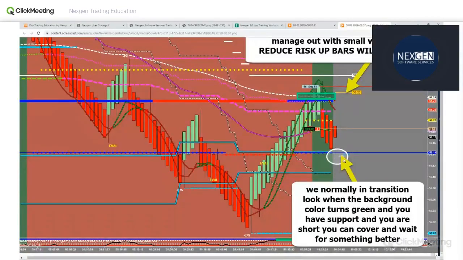But again, do you see how obvious it is? Potential divergence circled, blue fib, green background, and we're short. Just take a small win or no loss, and it's better than holding on and hoping when the conditions are against you. And it really is.